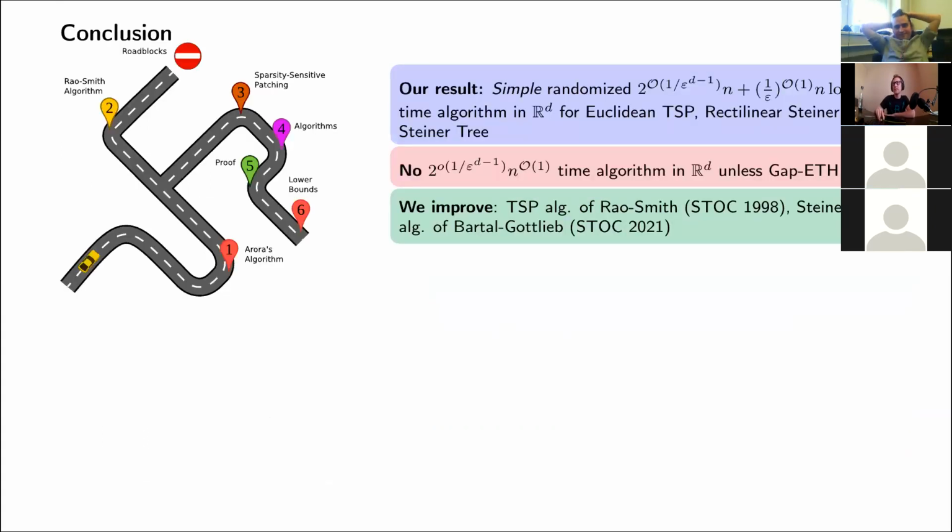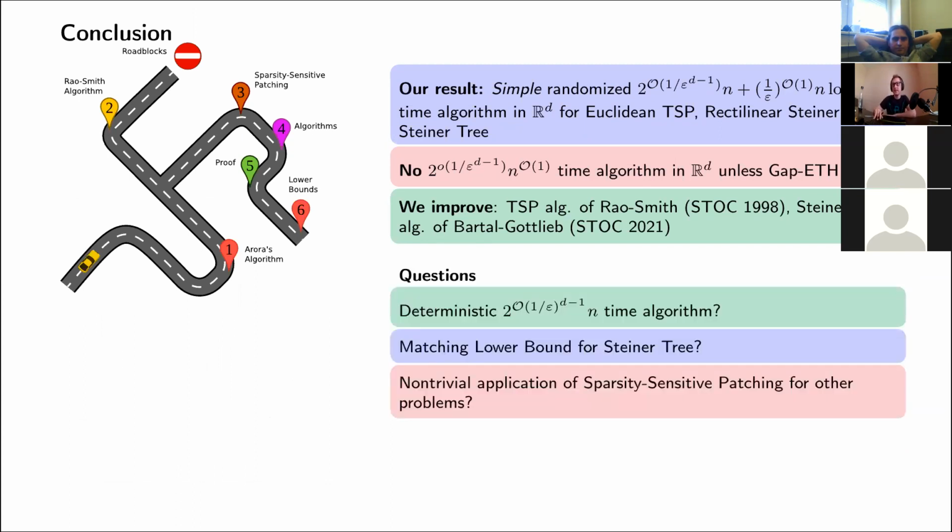And to conclude, we give an efficient and simple randomized algorithm for several known problems. We improve upon the recent Rao-Smith and Bartal-Gottlieb papers, and we prove lower bounds that match our running time. There are several questions, like, can you get a deterministic algorithm, can you get a matching lower bound, or can you even use this sparsity sensitive packing for other problems? And that's it. Thank you.